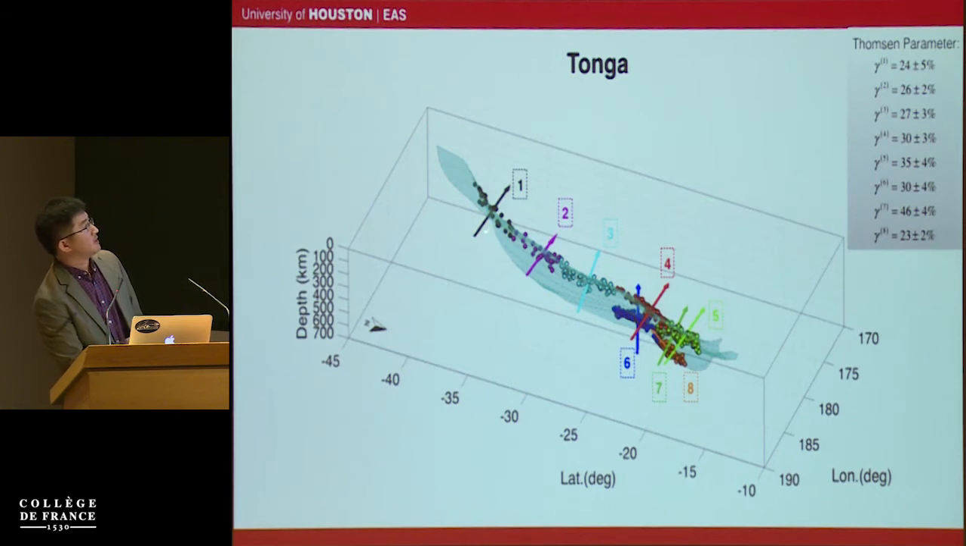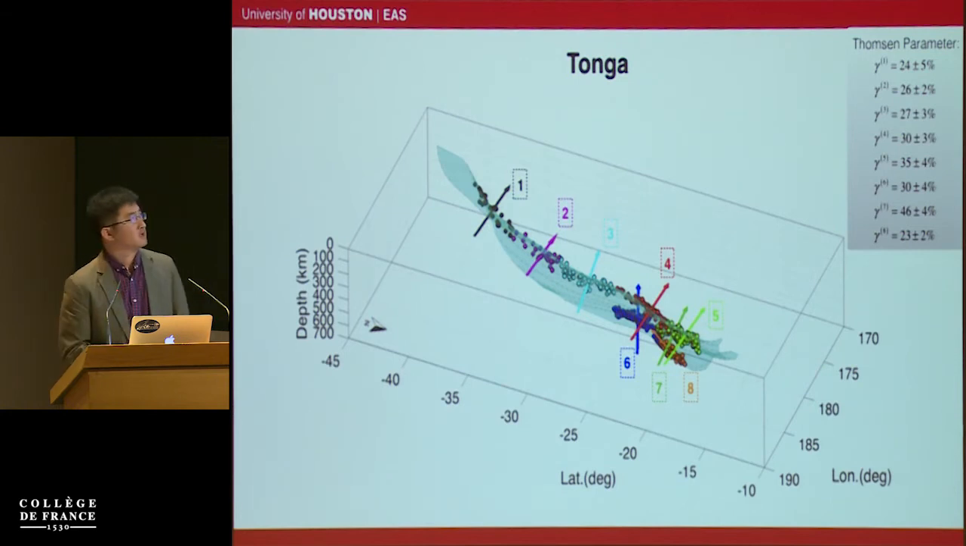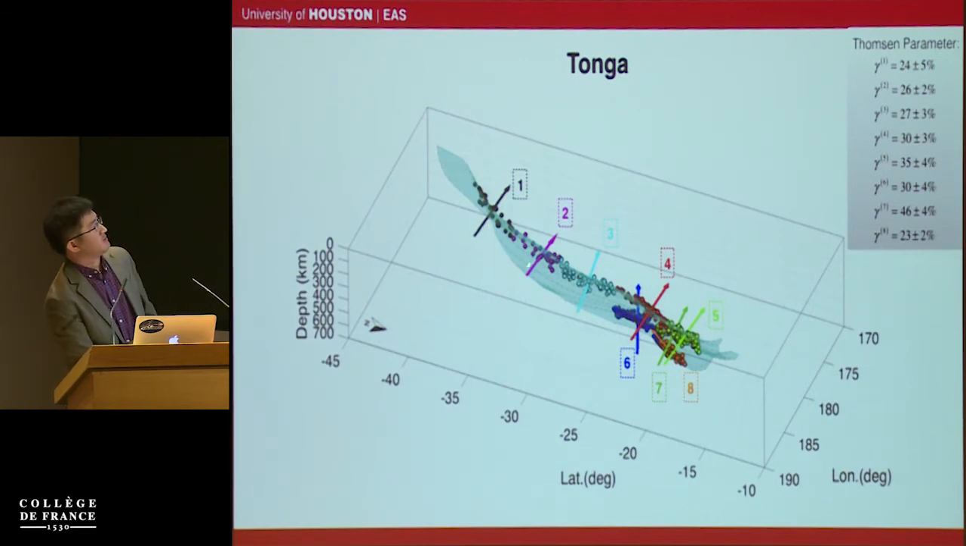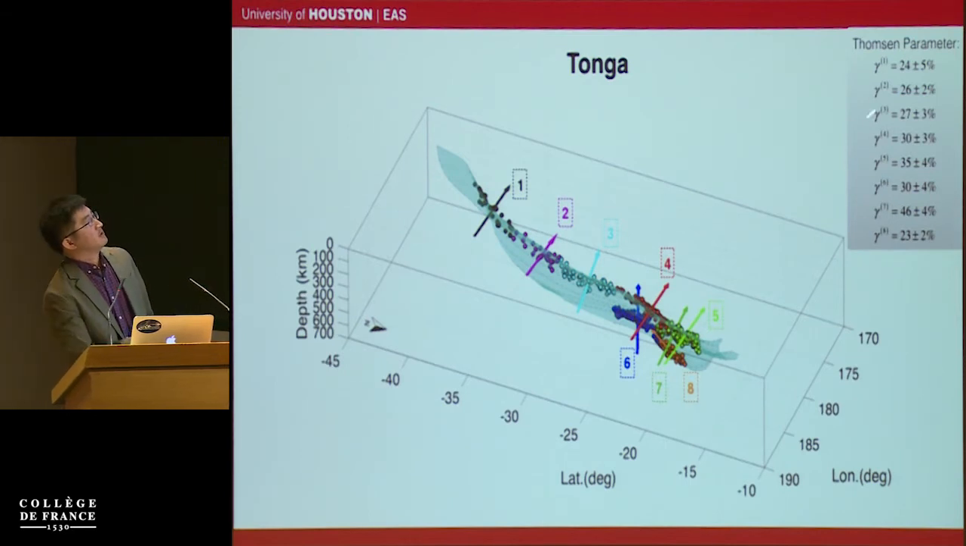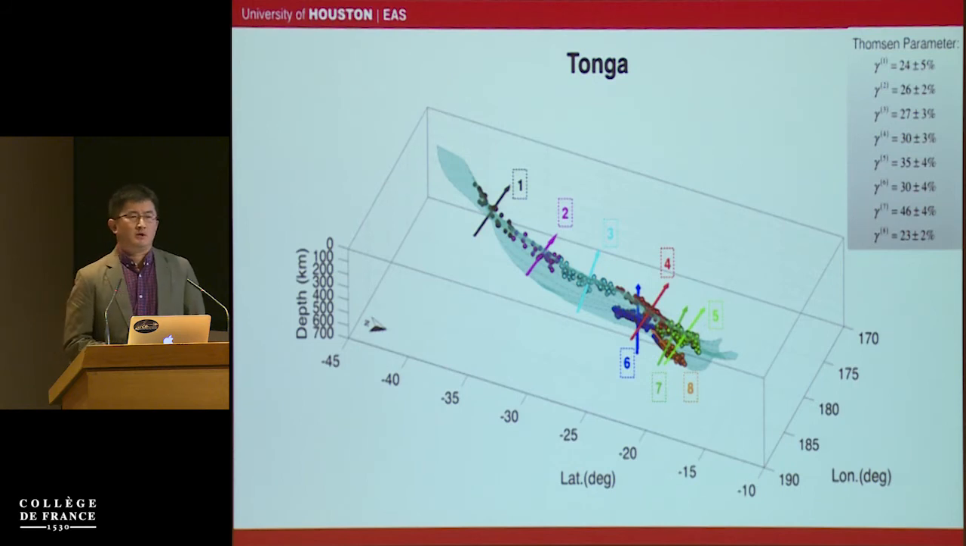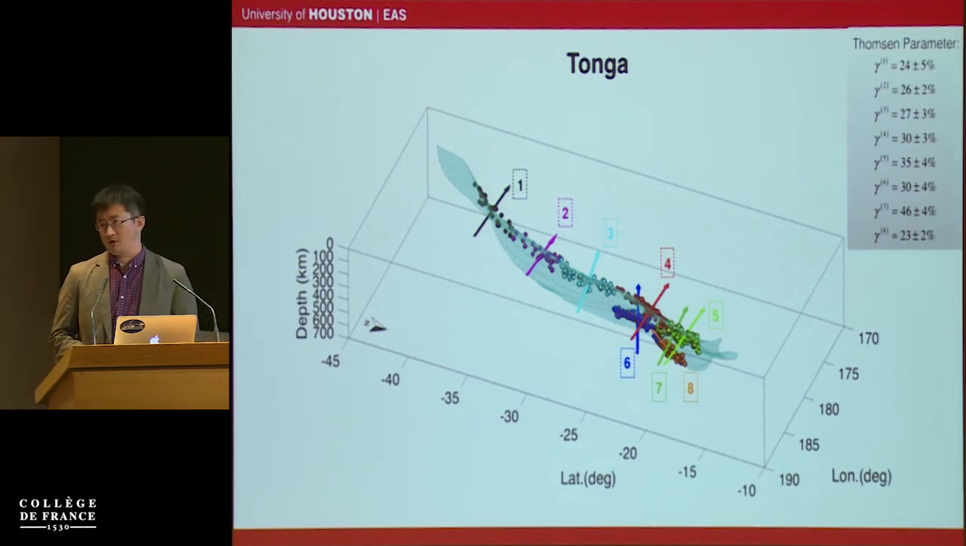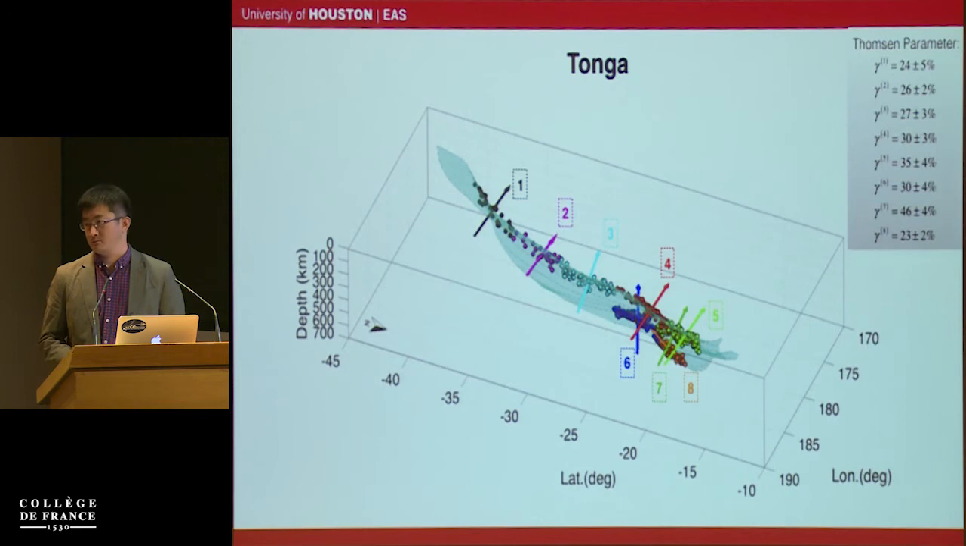For group 1, we get a symmetry axis perpendicular to the slab interface. For group 2, we get a symmetry axis perpendicular to the slab interface, and 3, 4, 5, 6, except for Tonga 8. And if you look at the shear anisotropy, it's very large. The first group is 24%, second 26%, 27%, 30%. So they're large, but they are consistently large. They're large for all groups.